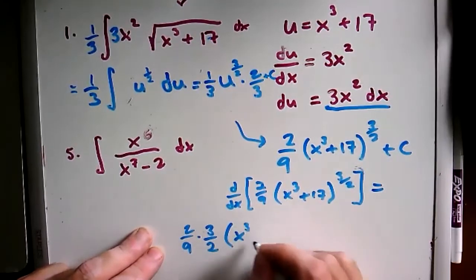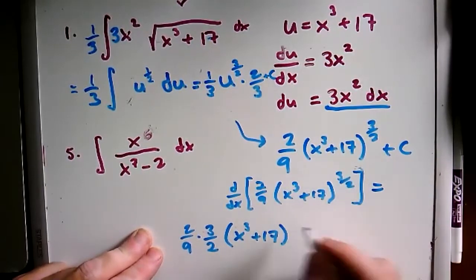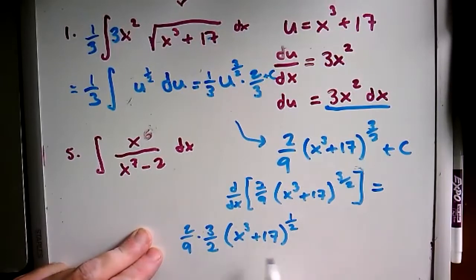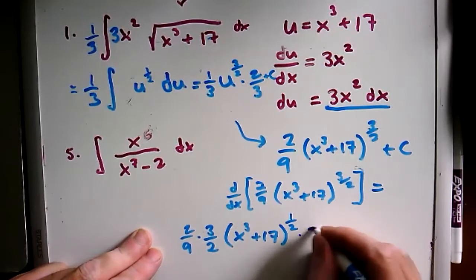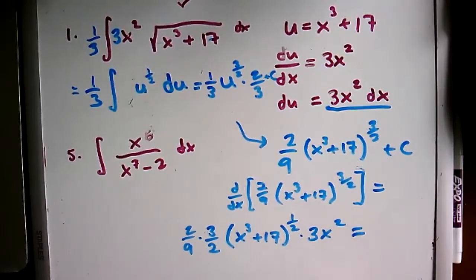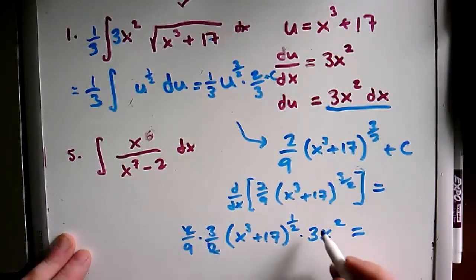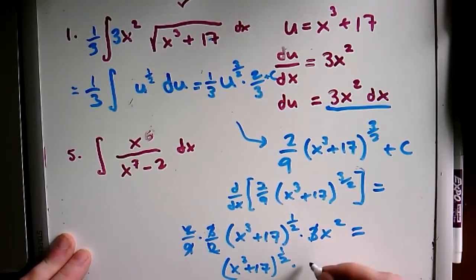Our x cubed plus 17 is going to be raised to the power not of 3/2, but 3/2 minus 1, which is 1/2. And then finally, by the chain rule, we're going to have to multiply by the derivative of the inside function, which is 3x squared. And let's see what happens when we do that. Well, our 2's cancel in our fraction. We have a 3 times 3, which is 9. 9 divided by 9 is 1. And what we end up with then is x cubed plus 17 to the 1/2 power times x squared.